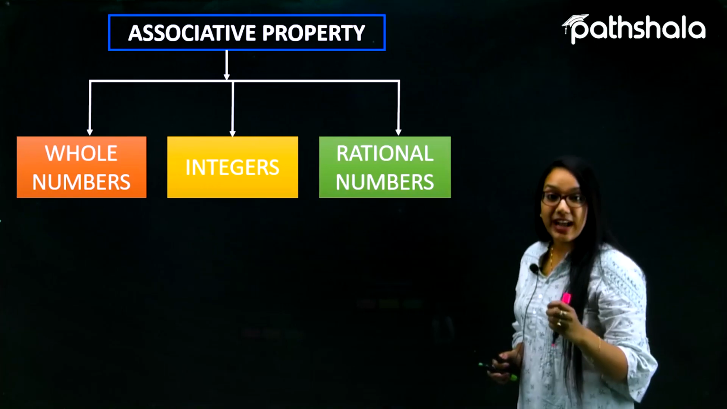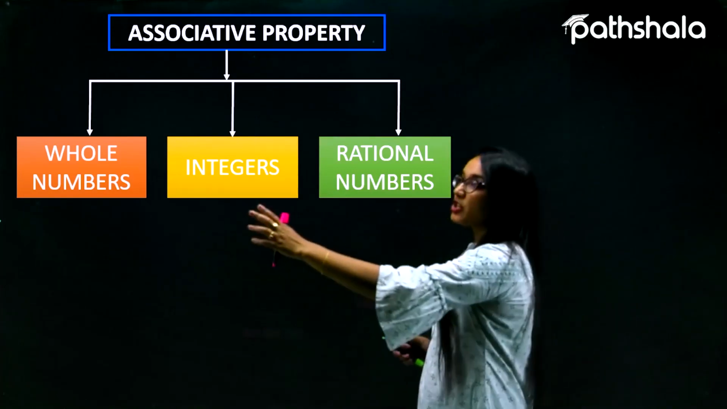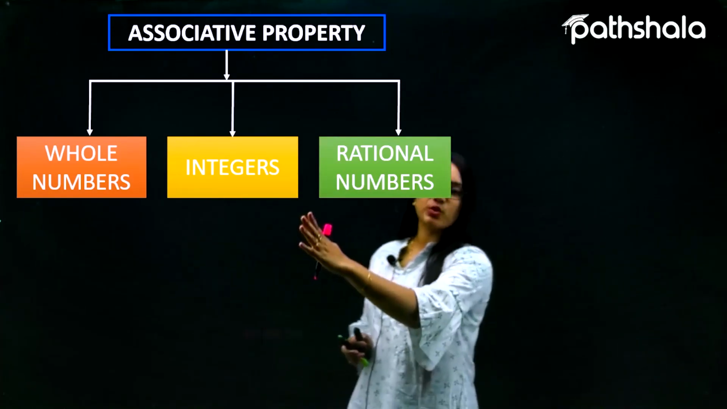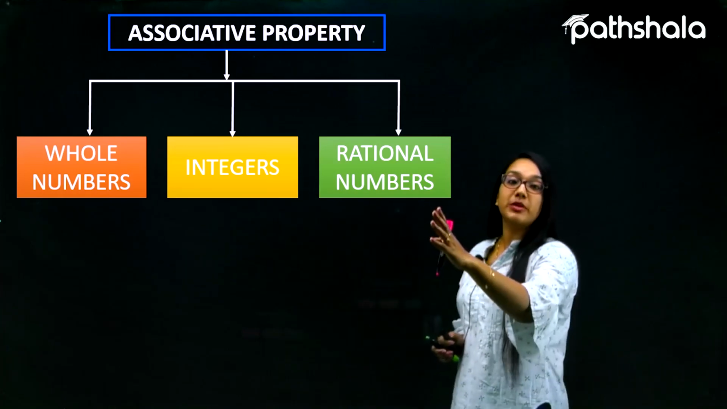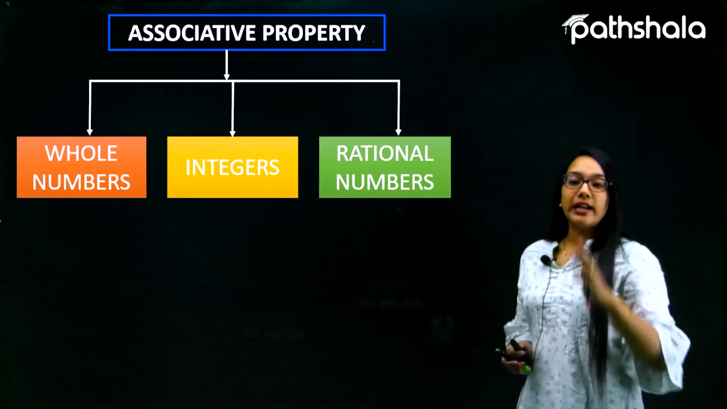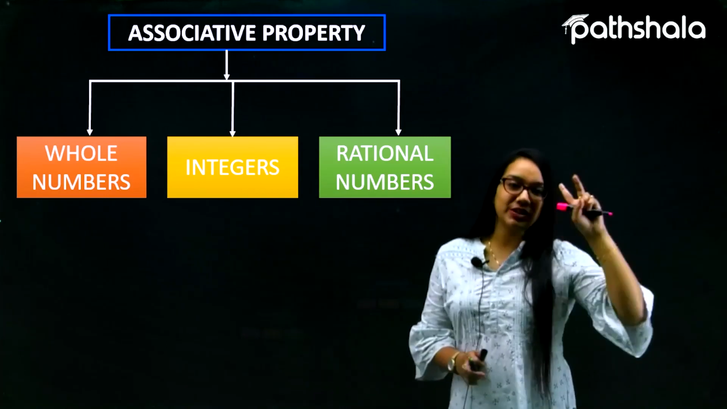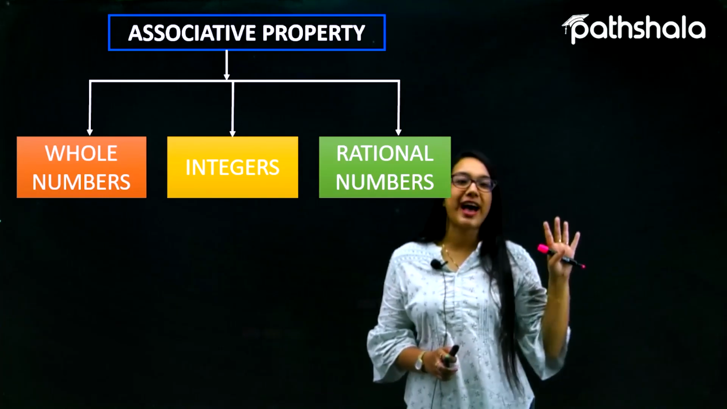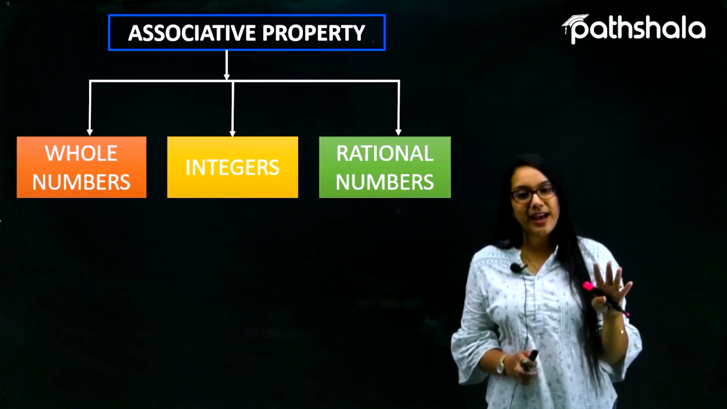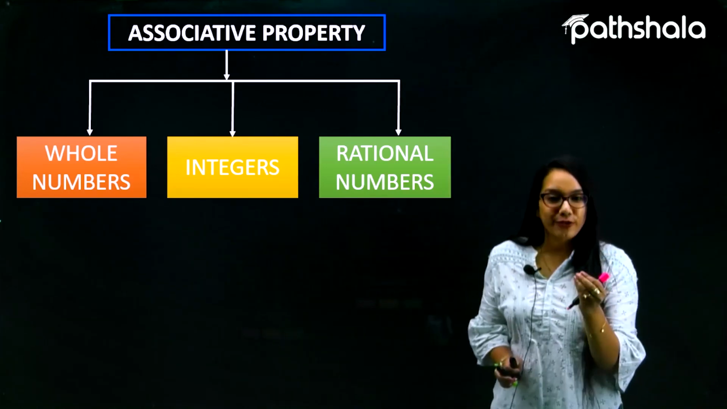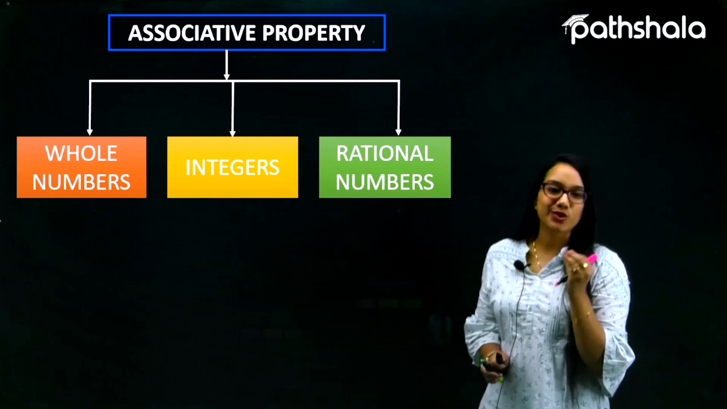We'll check whether the whole numbers are associative in nature, whether the integers are associative in nature, or whether the rational numbers are associative in nature under the four basic operations of mathematics, that is addition, subtraction, multiplication and division. But before that, we have a beautiful fact about the word associative.